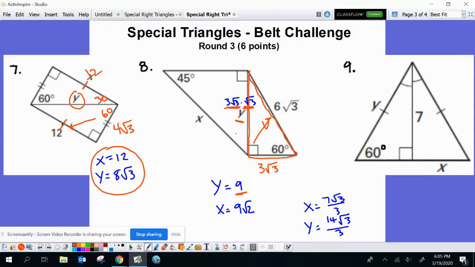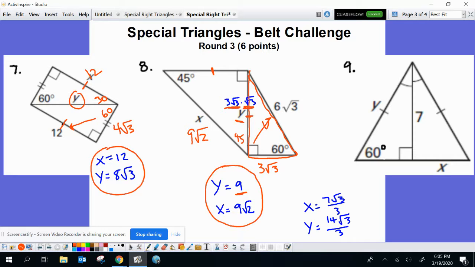If I take a look at the triangle next to it, we're looking at a 45, 45, 90 with one leg of 9, other leg here of 9, hypotenuse value 9 times the square root of 2. Final answer there, y equal to 9, x equal to 9 roots of 2.